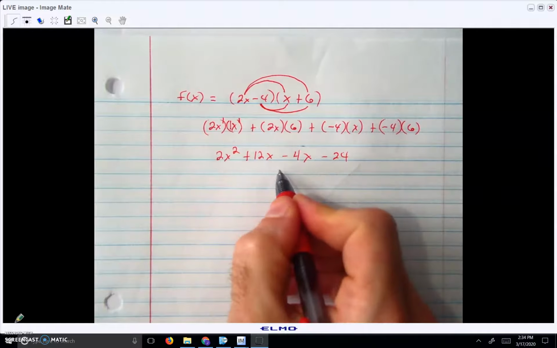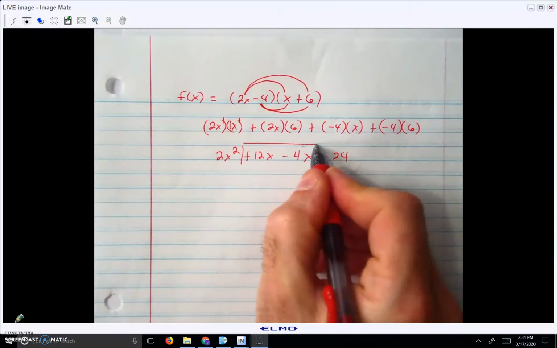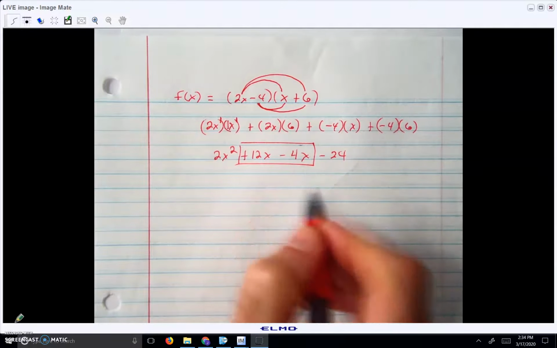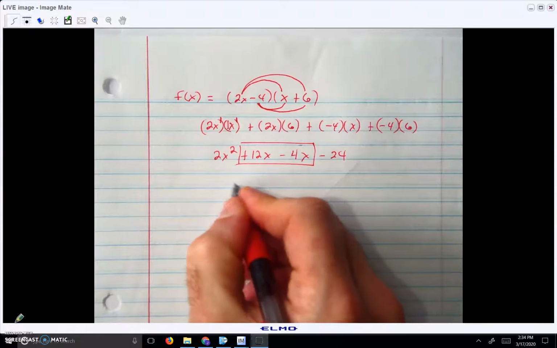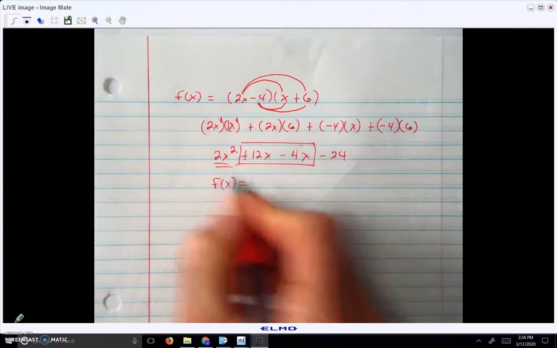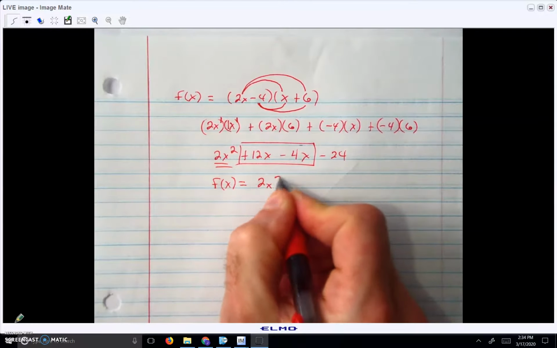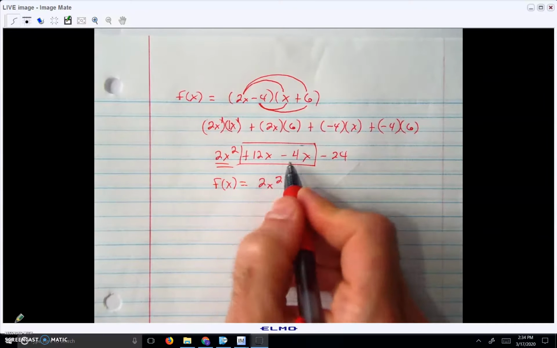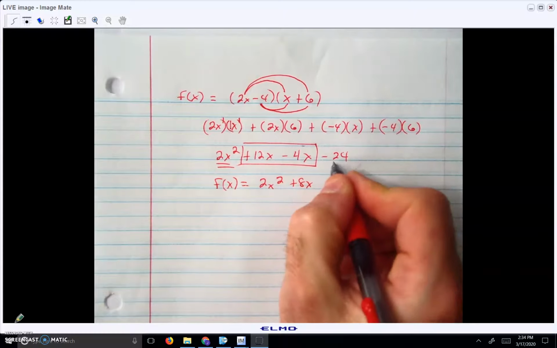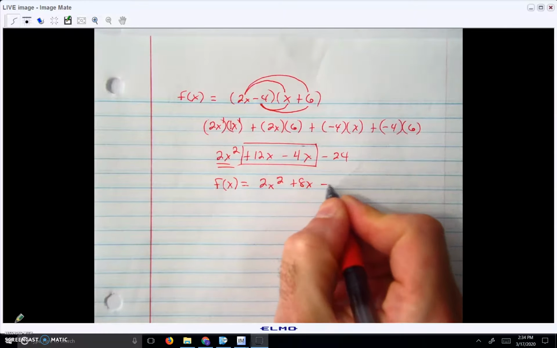So, again, here I'm going to look at this and say I have 12x minus 4x. Those are like terms, so I can simplify this further. So I'm going to have f of x equals, there's nothing to combine 2x squared with, so it stays 2x squared. 12x minus 4x is positive 8x. And then negative 24 has nothing to combine it with.